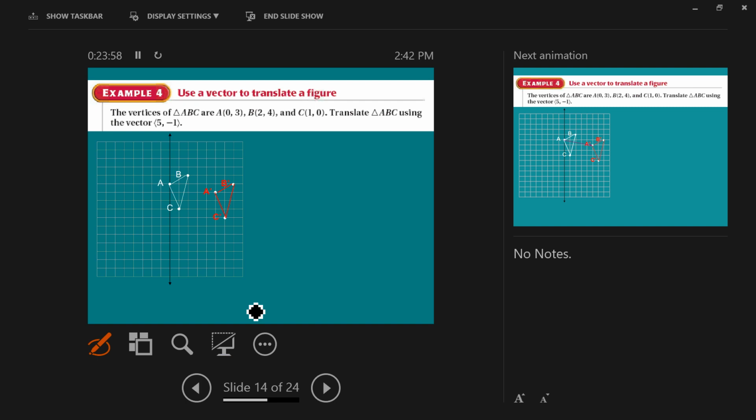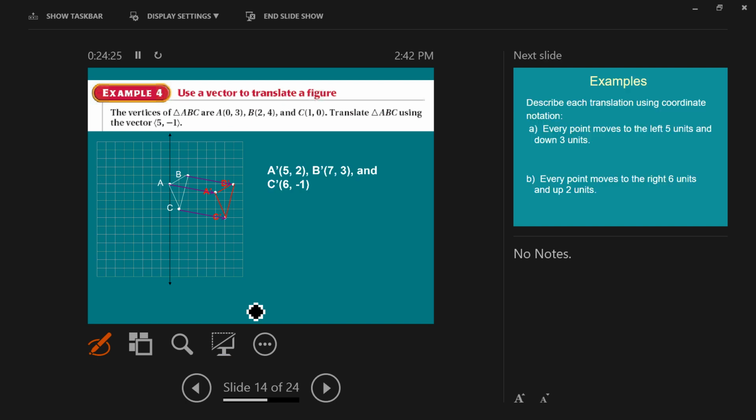Okay, and then you're going to do the same thing for your B, and the same thing for your C. All right, and what she was talking about were the arrows, were the vectors that you would actually draw in, showing that you went over 5 and down 1. And you can draw your vectors if you'd like between each point. And once we have them drawn, we can then see where A prime, B prime, and C prime would end up. So you could give the coordinate points for those.